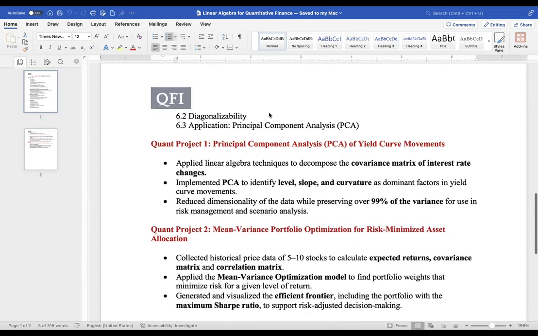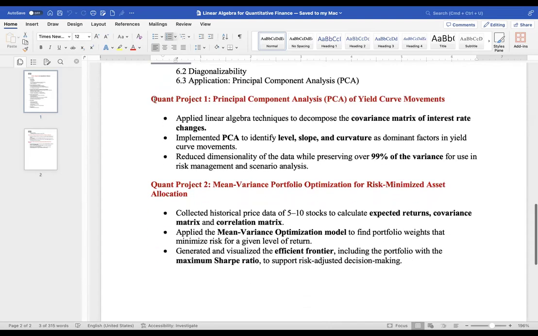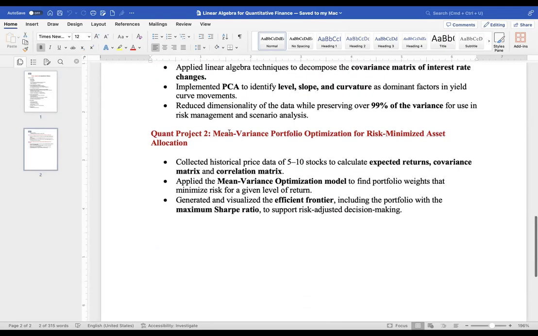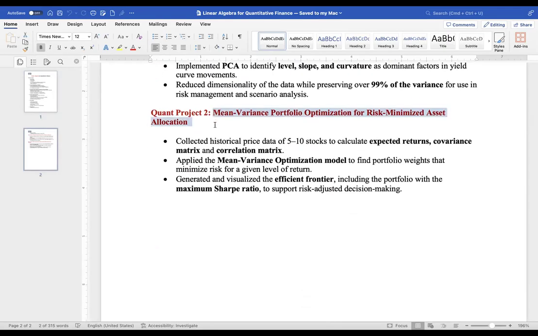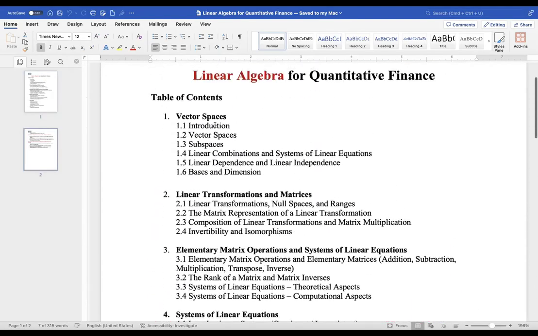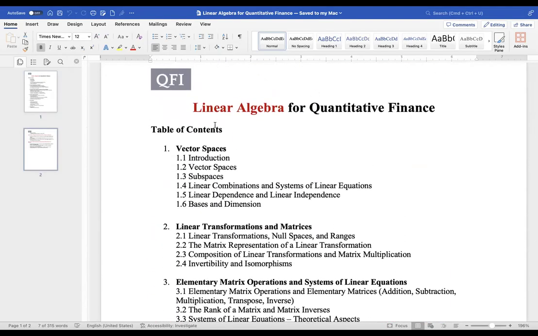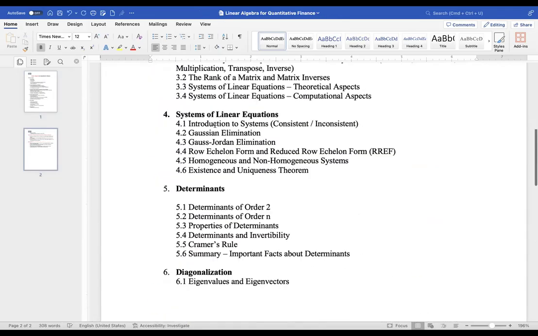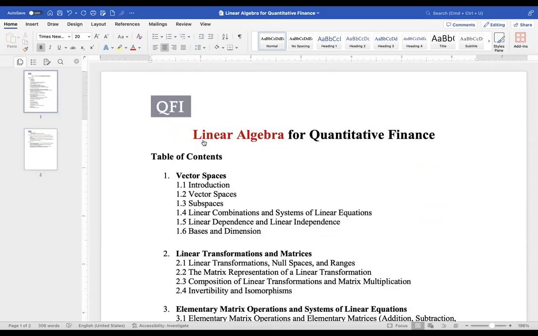eigenvector, and then we'll deep dive into the quant projects. The first project that we'll do is PCA, which is the principal component analysis of the yield curve, and the second project that we'll work on is mean variance portfolio optimization. It's totally fine if you have not heard even a single one of these, because as I said, this bootcamp starts from the absolute basics. So I'll be teaching each and every component of it. Also, at the same time, I want to showcase.